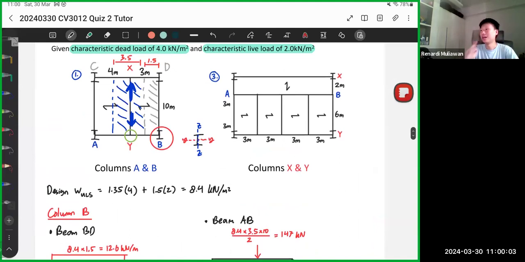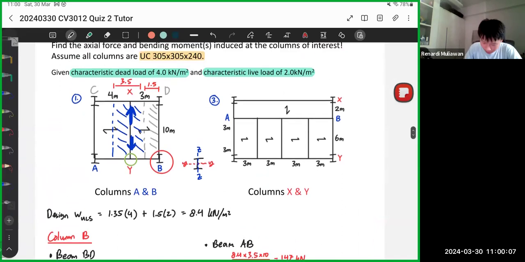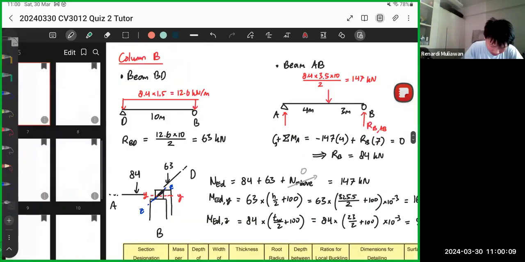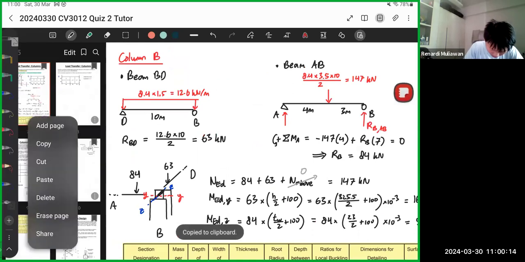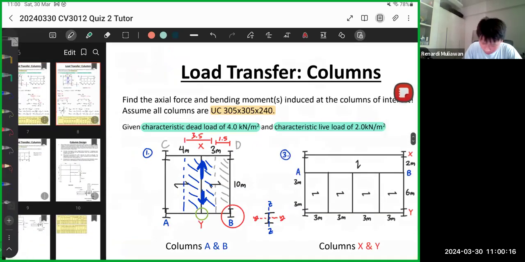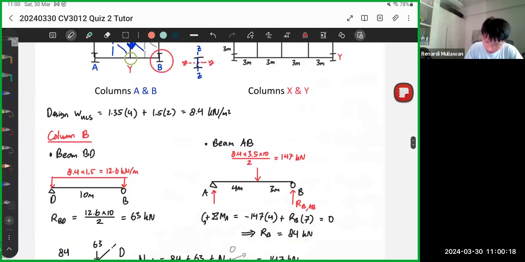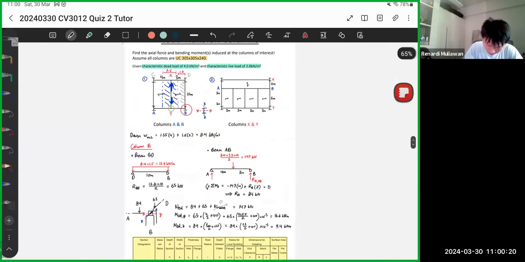However, I can teach you a trick, okay? I can teach you a trick. So let me copy the page. Okay. Let me delete this.